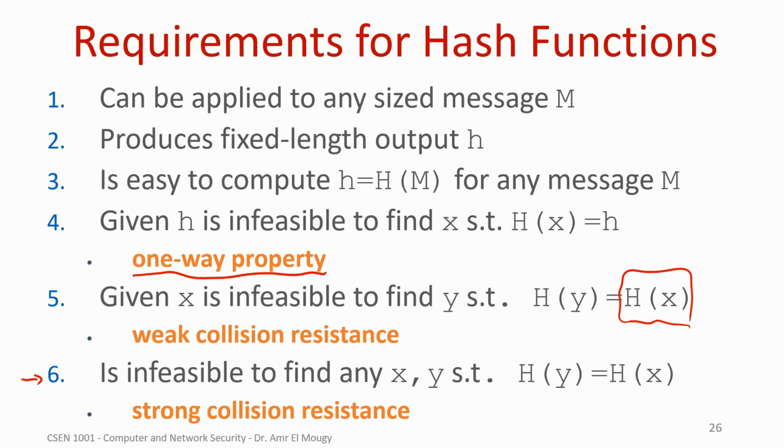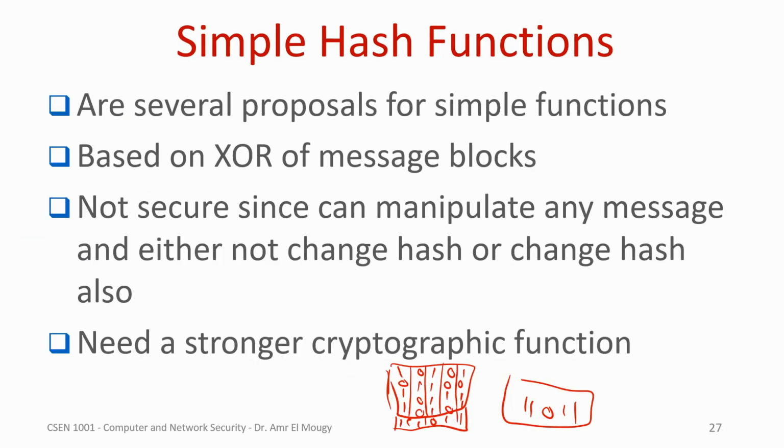Given h, is it infeasible to find x such that h of x is equal to h, the one-way property? Meaning, is the XOR function irreversible? Yes, absolutely. Because you can change any bits to ones and zeros or zeros to ones, and you will end up with the same hash. You will end up with the same result of the XOR function. And there is no way to tell what was the input. So it is difficult to reverse that.